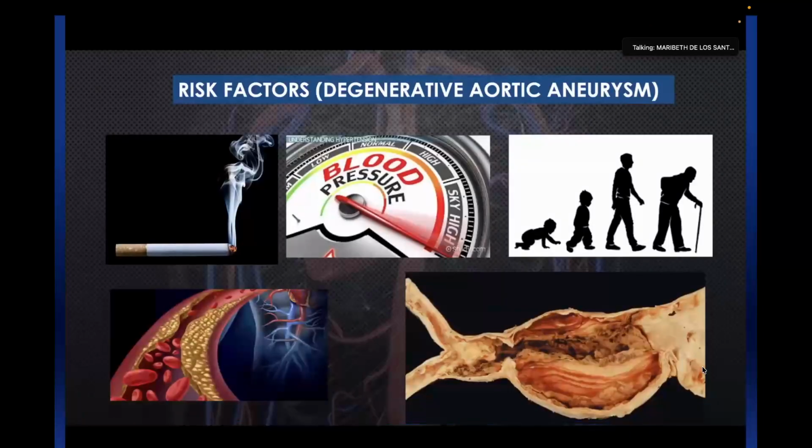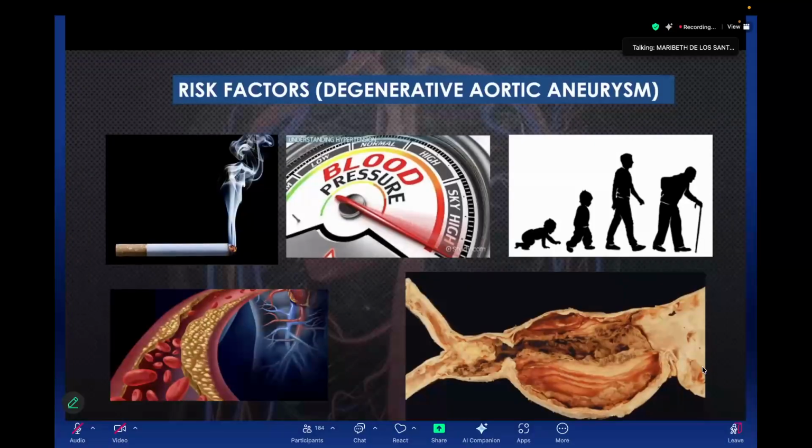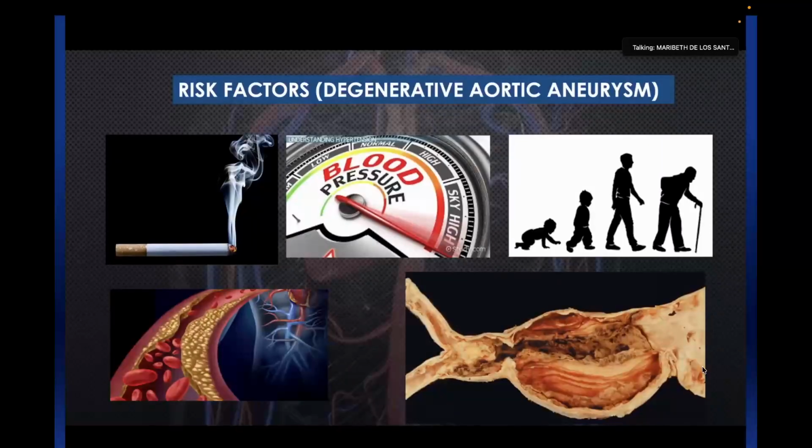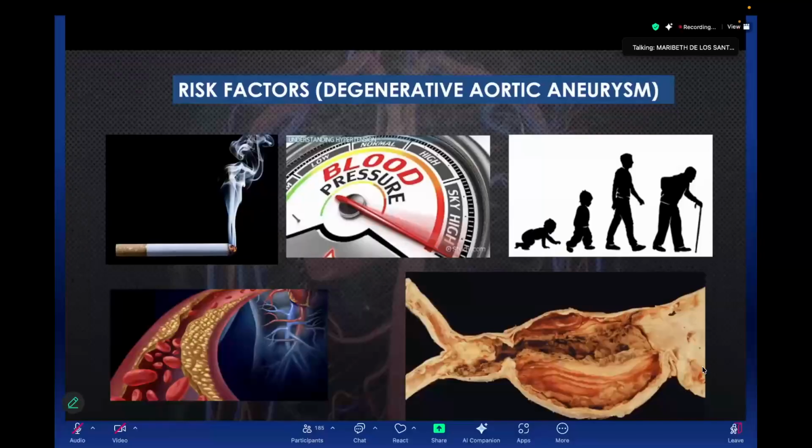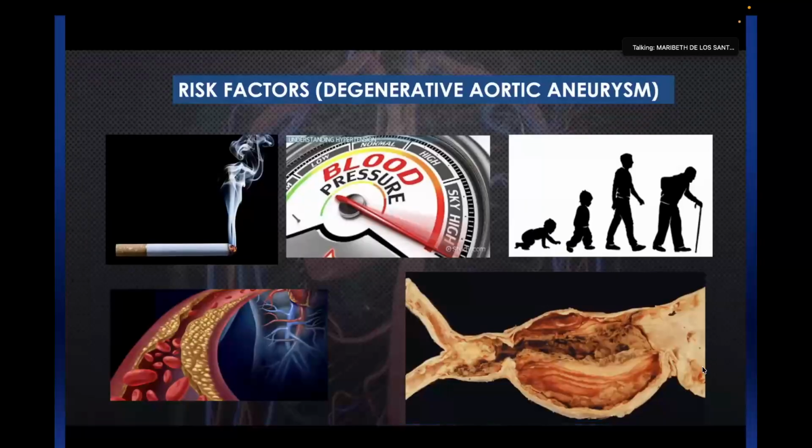So it's very important for us to know the risk factors for the development of aneurysm. I'm talking about the degenerative type of aortic aneurysm, because we also have congenital or developmental aortic aneurysm. We have aneurysm secondary to trauma and aneurysm secondary to an infectious process. So all throughout the lecture, I'll be referring to the degenerative type of aneurysm.